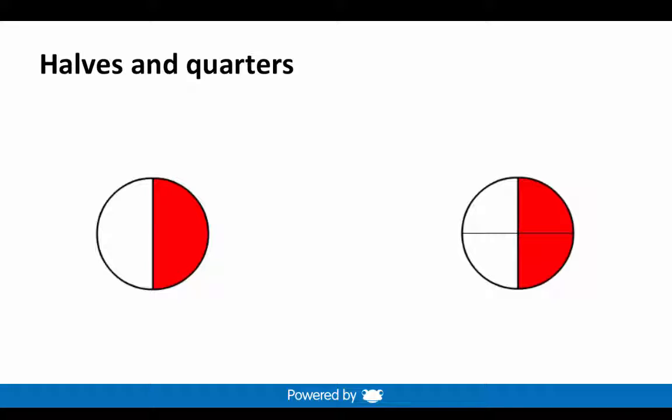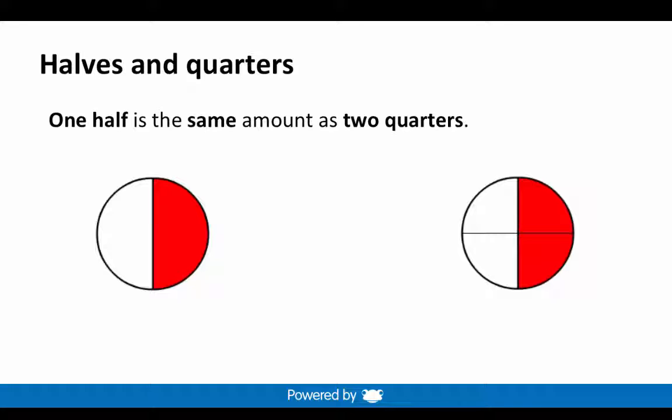Let's compare halves and quarters. 1/2 is the same amount as 2/4, and you can see this in the picture. These fractions are known as equivalent fractions. That means that they describe the same amount.